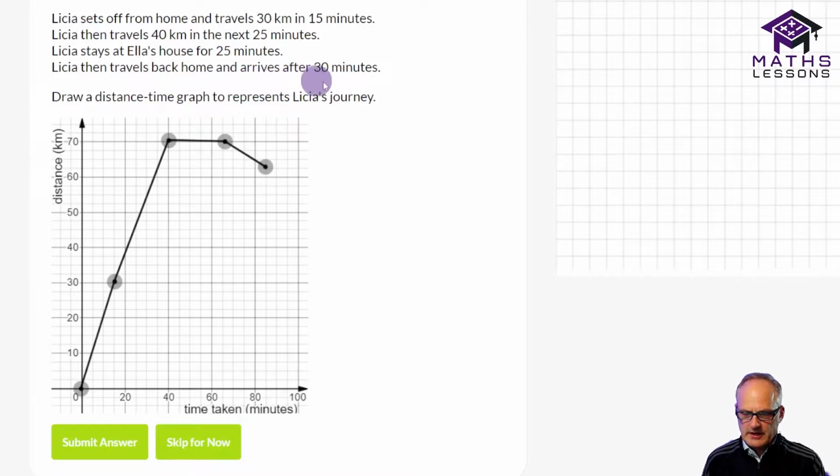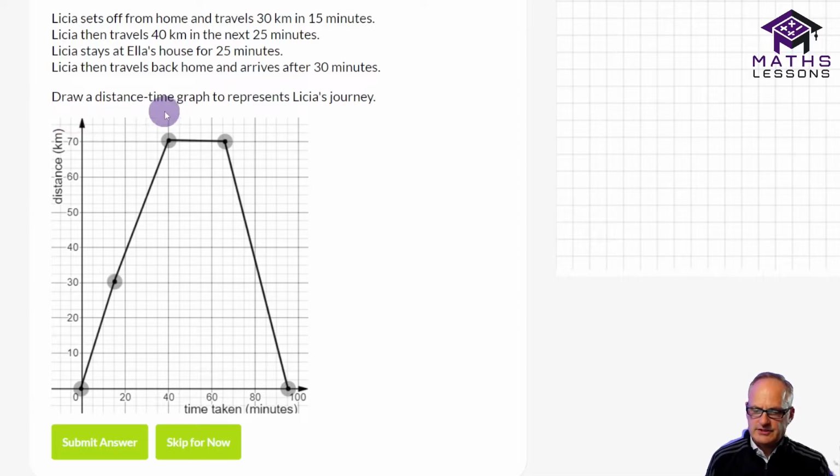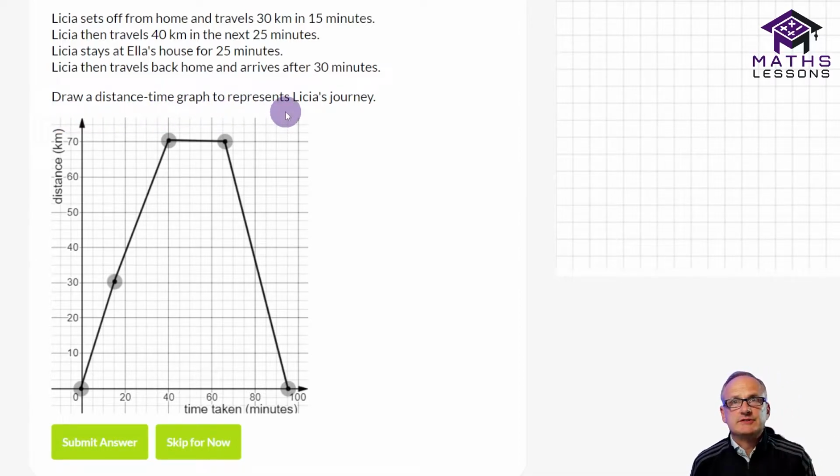And she travels back home and arrives after 30 minutes. So 65 plus 30 minutes, that will be 95. So we go 95, will be just about there. And there we have it. We have the distance time graph that represents Licia's journey.